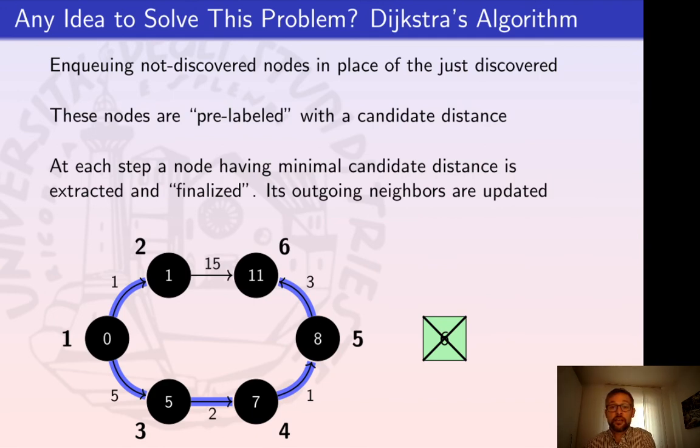Okay, and we don't want to extend the path from the just discovered node. We want to extend the path from the node whose candidate distance is the smallest one. Okay, so this is enough for today.